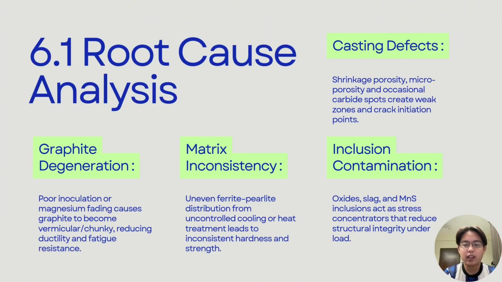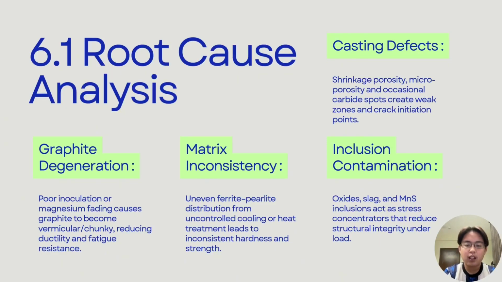From our investigation, we identified 4 main root causes that explain the failures observed in the ductile cast iron component. First, casting defects such as shrinkage porosity and microporosity were found throughout the material. These defects create internal weak spots where cracks can easily form under load. Second, we observed graphite degeneration, where some spheroidal nodules change into vermicular or chunky shapes. This is usually caused by magnesium fading or poor inoculation, and it reduces the ductility and fatigue strength of the material.